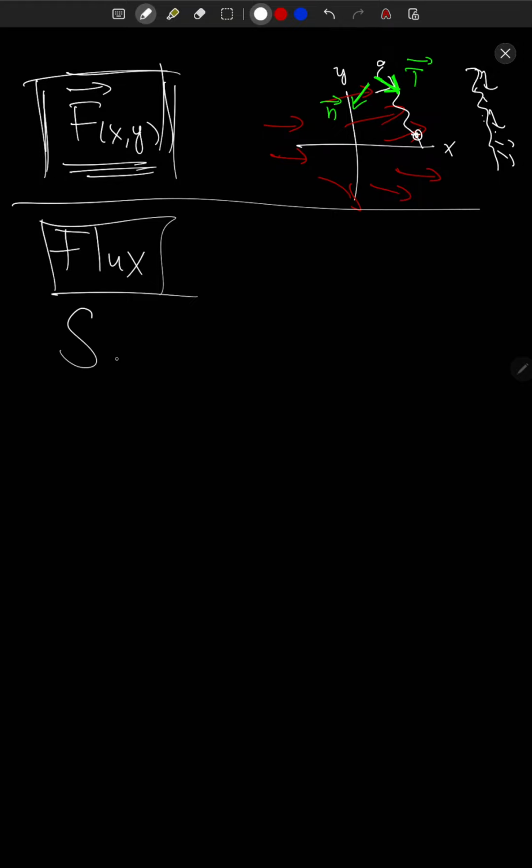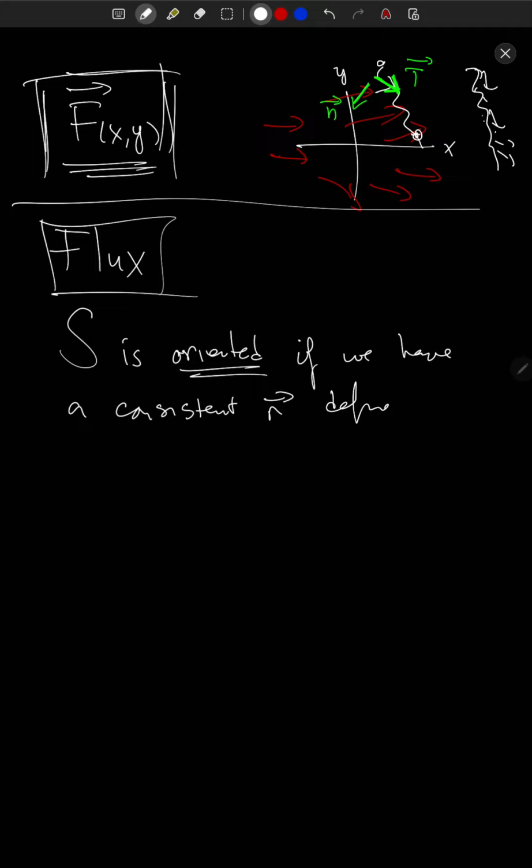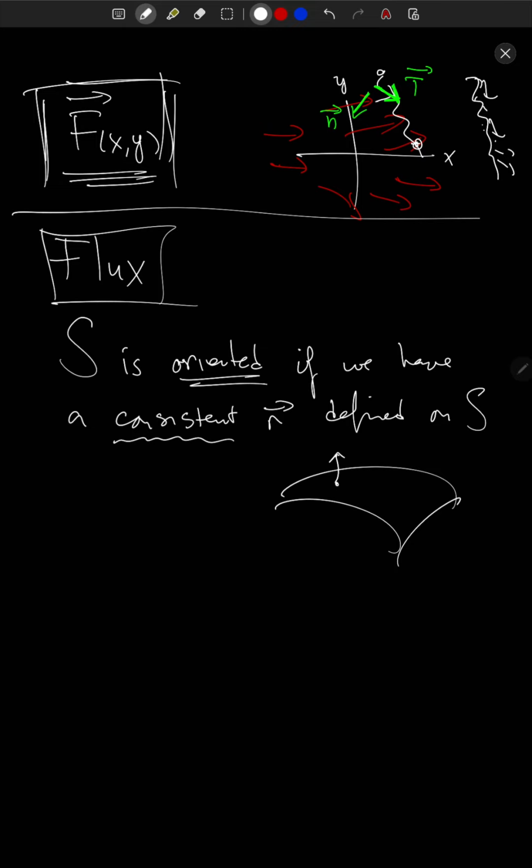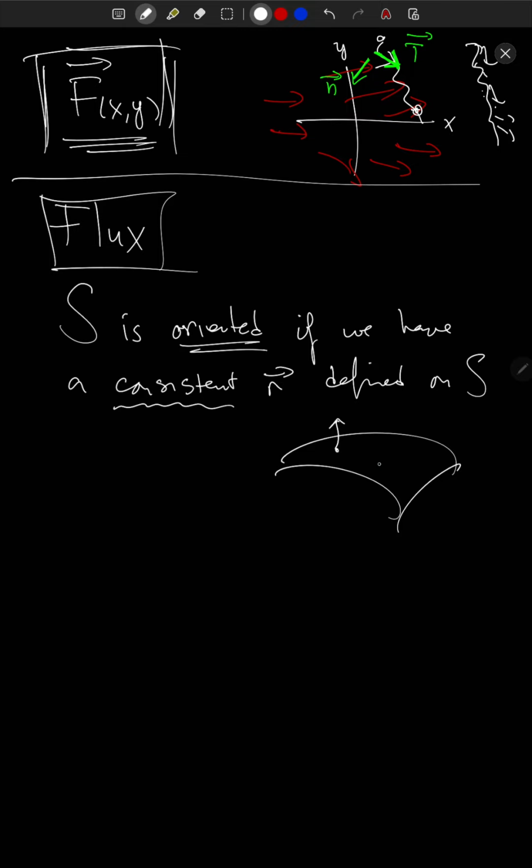So S is oriented if we have a consistent normal direction defined on S. I want to use the word consistent because, of course, the normal should be defined at every point. And if I say the normal should be pointing, let's say, upwards here, I don't want it to be downwards there. It should be consistent. If it's, colloquially, upwards here, it should be upwards everywhere else.